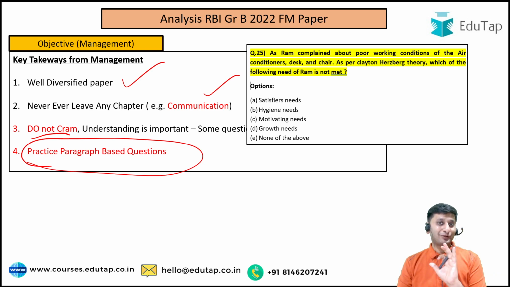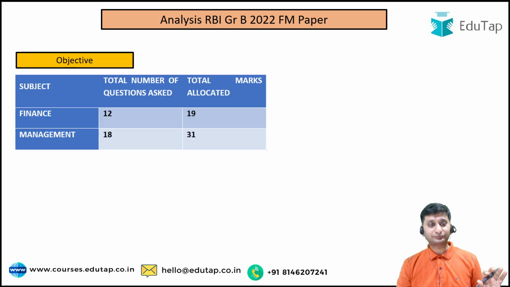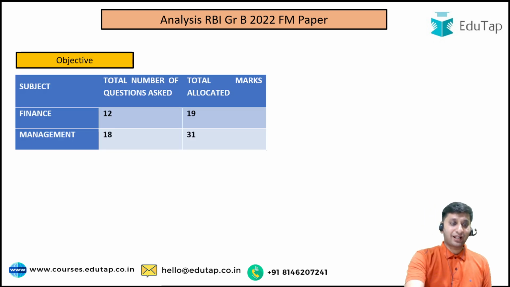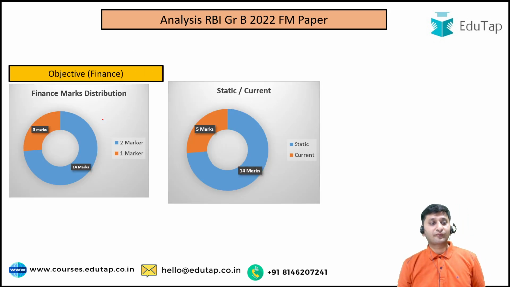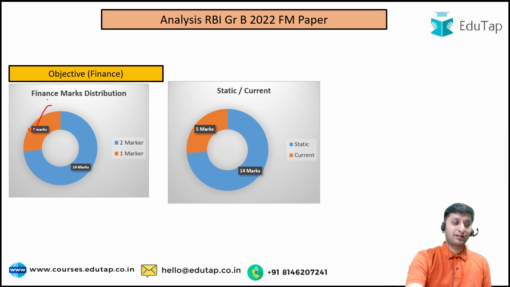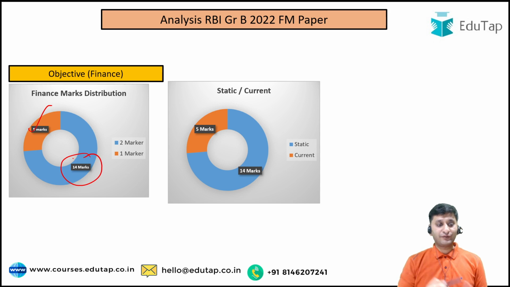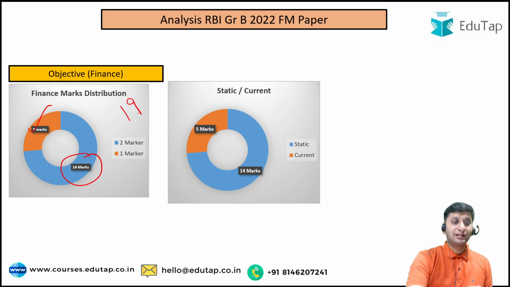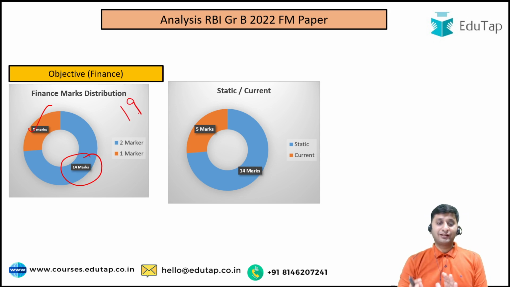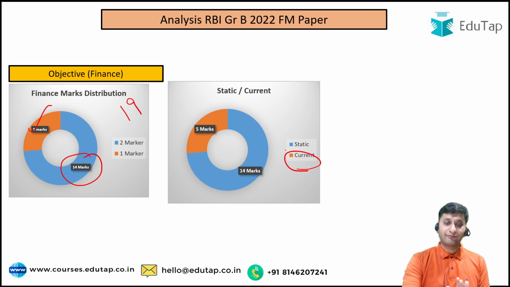कॉर्पोरेट गवर्नेंस में अगर कोई CSR के 4 क्वेश्चन करा है तो मैनेजमेंट was very scoring for that person. Now let us move on to the finance, which I told you earlier had 12 questions worth 19 marks. In finance, 5 questions were 1 marker and 7 questions were 2 markers, worth 14 marks. So the total weightage of management is 19, and out of this 19 the current had weightage of 5 marks.